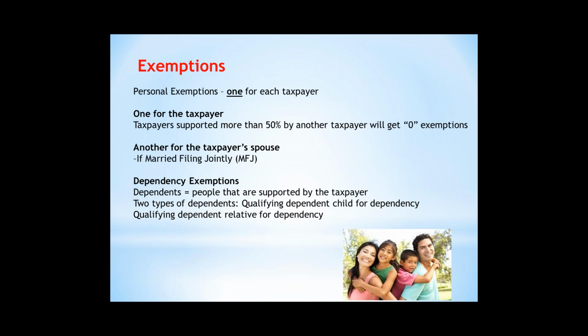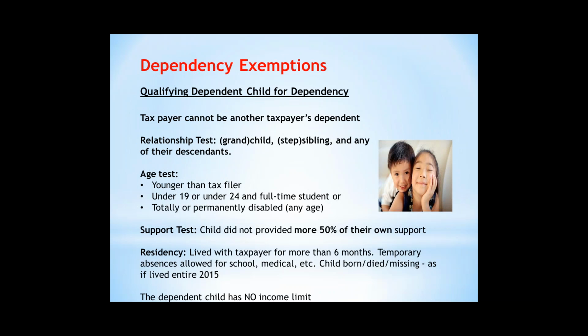So again, there's an exemption for each of the taxpayers that are married filing jointly, and then there's an exemption for each of the dependents. There's two different types of dependents. There's family members that are supported by a relative, and then there's non-relative dependents, and we're going to go through that. They each get their own exemption, but it's just good to know.